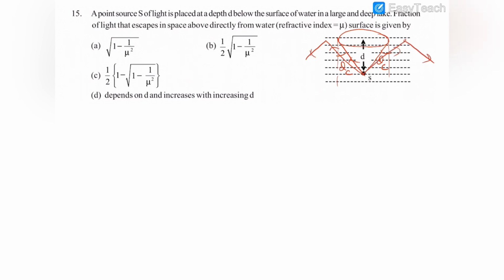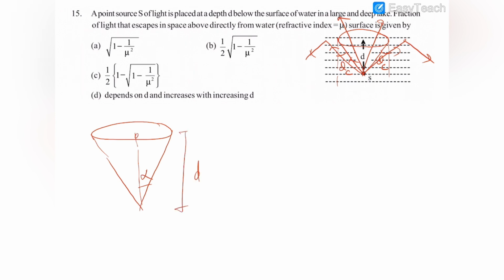So we can say that the light which is escaping from this circle would be able to come out of the water. Let us suppose this angle is alpha. This distance is d, and this angle is theta c, which is the critical angle. So alpha is equal to theta c, and theta c would be sine inverse of 1 by mu.